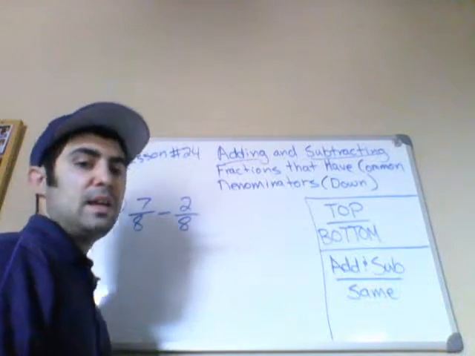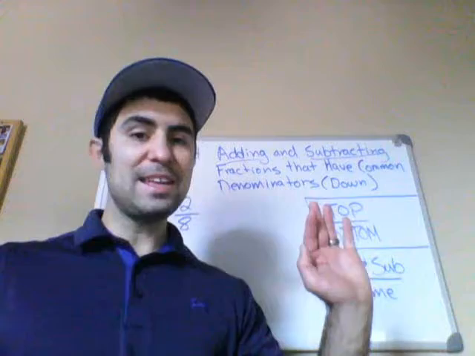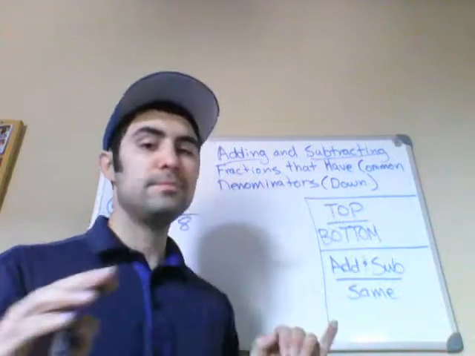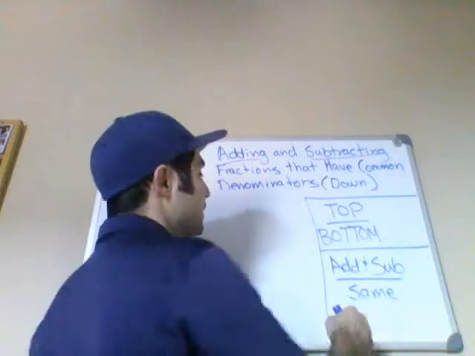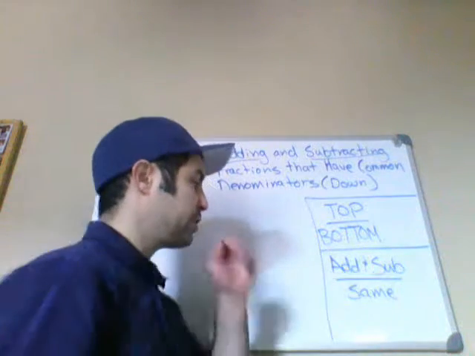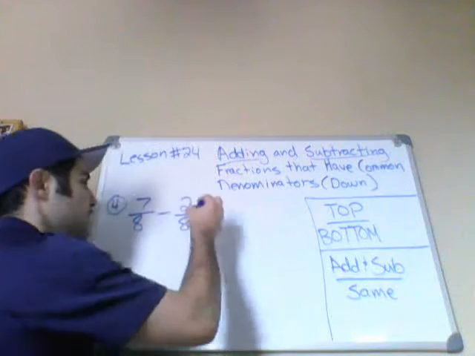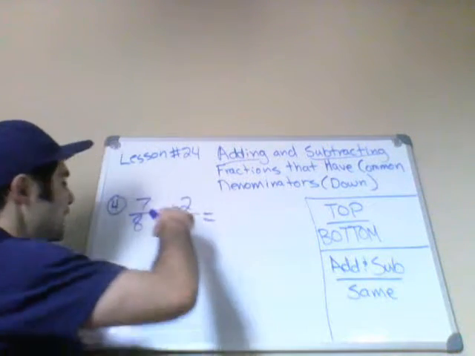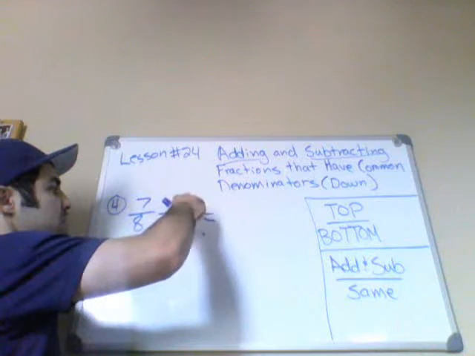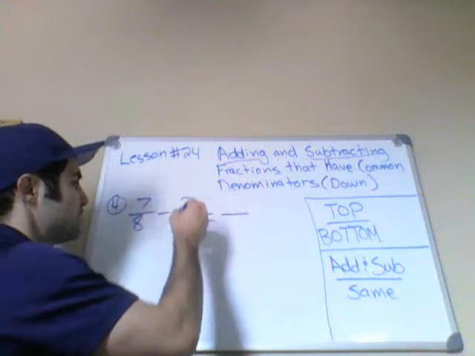Okay, let's go ahead and, if you notice, I wrote the rules over here. Top divided by bottom. You're going to hear me say that a lot. And then this is our rule. You add and subtract the top, and the bottom stays the same. Okay, so let's use this rule. Add and subtract the top. 7 minus 2. So that's going to be 7/8 minus 2/8.